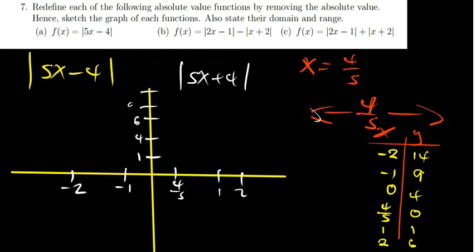Now we can do this. Negative 2 comma 14, it is at this point. Negative 1 comma 9, it is at this point, somewhere here. What else? 0 comma 4, it is at this point. What else? 4 over 5 comma 0, it is at this point. 1 comma 1, it is at this point. 2 comma 6, it is at that point.